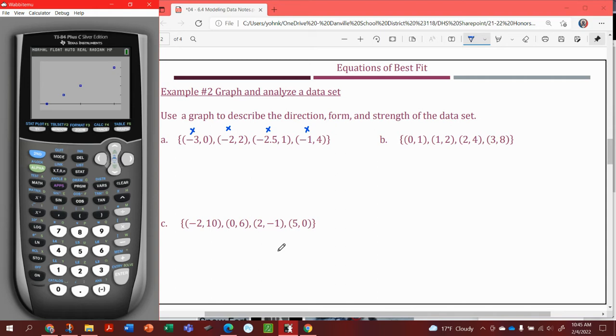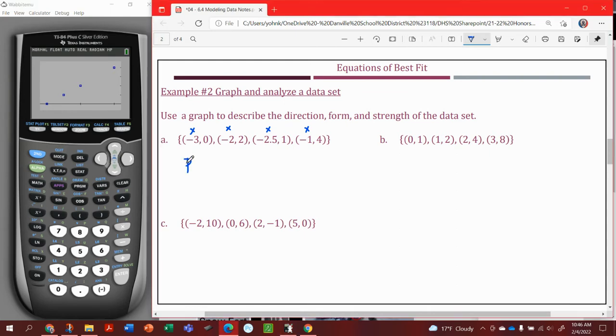So I need to say something about direction, form, and strength. So I'm going to say that it's in a positive direction because the dots are going up, left to right. I'm going to say it's fairly linear because they form a straight line. And I'm going to say, well, they all look very strongly related, so strong correlation.